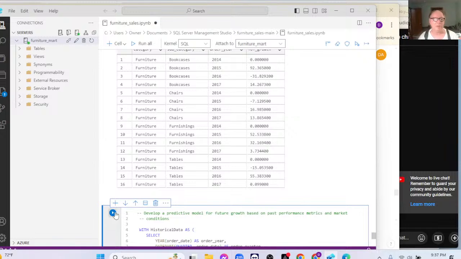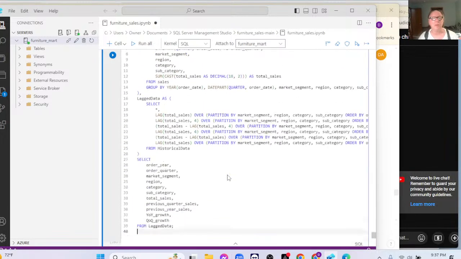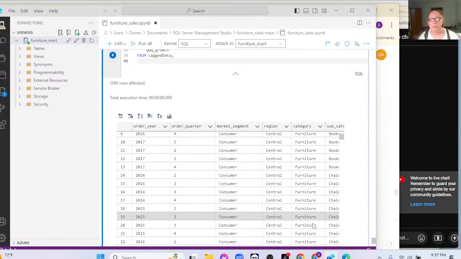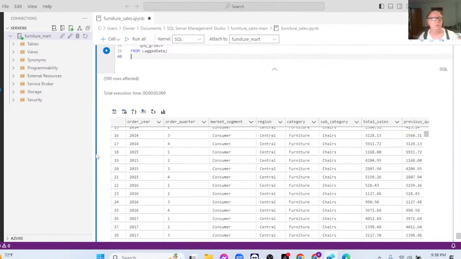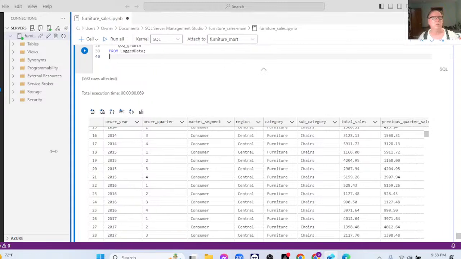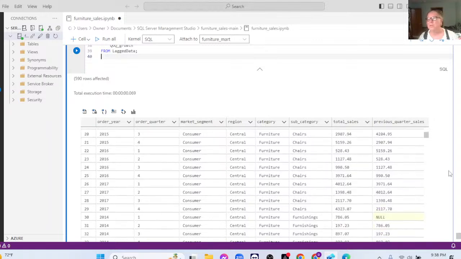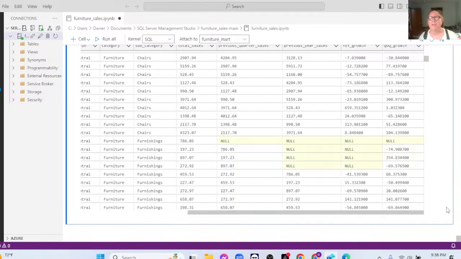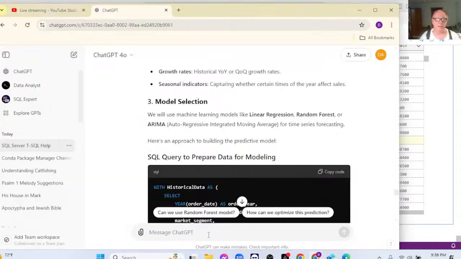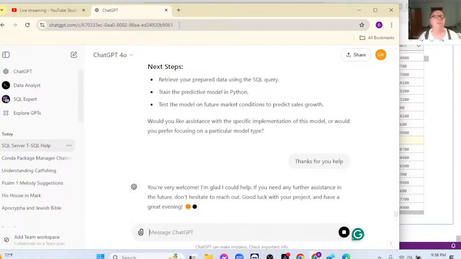Data preparation, past sales performance metrics, market conditions, external factors like segment, region, and other relevant. Seasonality, lag features, growth features, model selection, query to prepare data for. Let's just see what this does. That's one long report. So don't really know what we can conclude from here.